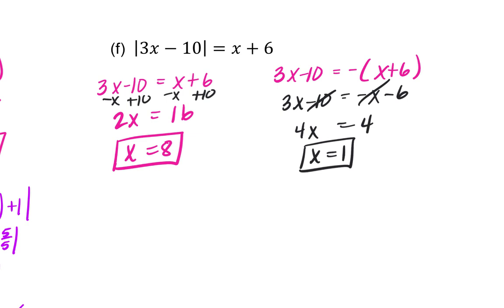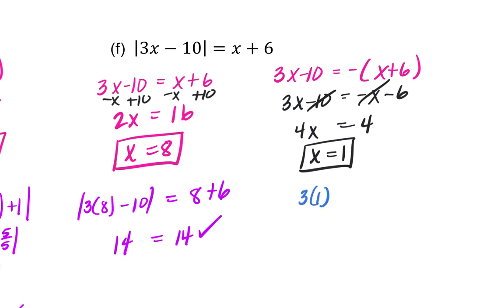All right, now plug it back in. 3 times 8 is 24. 24 minus 10 is 14. 8 plus 6 is 14. Three times 1 minus 10. Well, 3 times 1 is 3. 3 minus 10 is negative 7, and the absolute value of negative 7 is 7. 1 plus 6 is 7, and 7 equals 7.